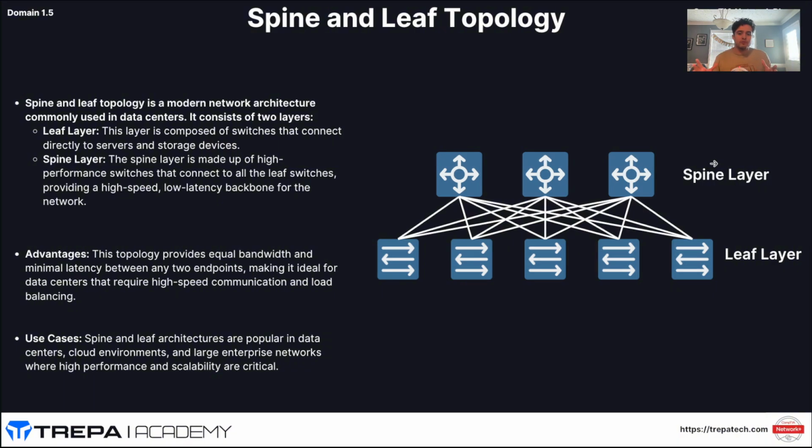When you push a profile down to that leaf layer, and every single switch should get it, we want every single switch to get it around the same time. So, use cases. Spine and leaf architectures are popular in data centers, cloud environments, and large enterprise networks where high performance and scalability are critical.